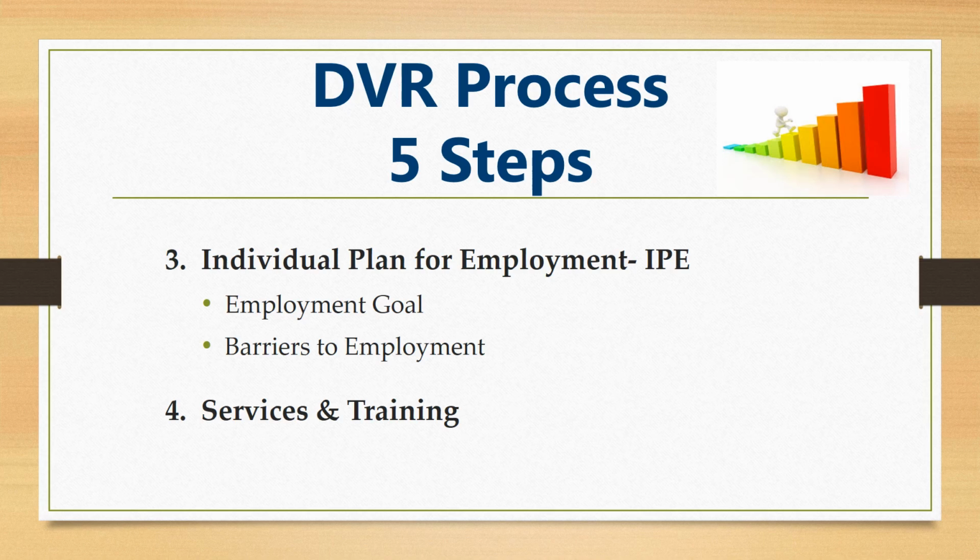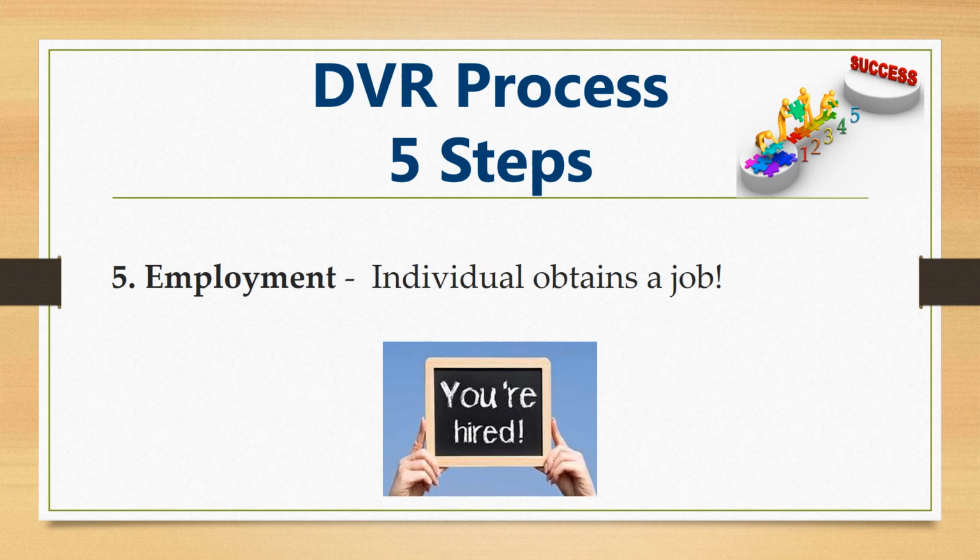IPEs have the following. They have the employment goal, they identify barriers to employment, and they include the services and training an individual may need to obtain employment. These may include CRP services and college and vocational training. The final step of the VR process is employment. The individual obtains a competitive job in the community. Once employed, a VR counselor may decide to use a CRP to provide on-the-job supports. Following 90 days of acceptable work performance, an individual's case will be closed as successful.